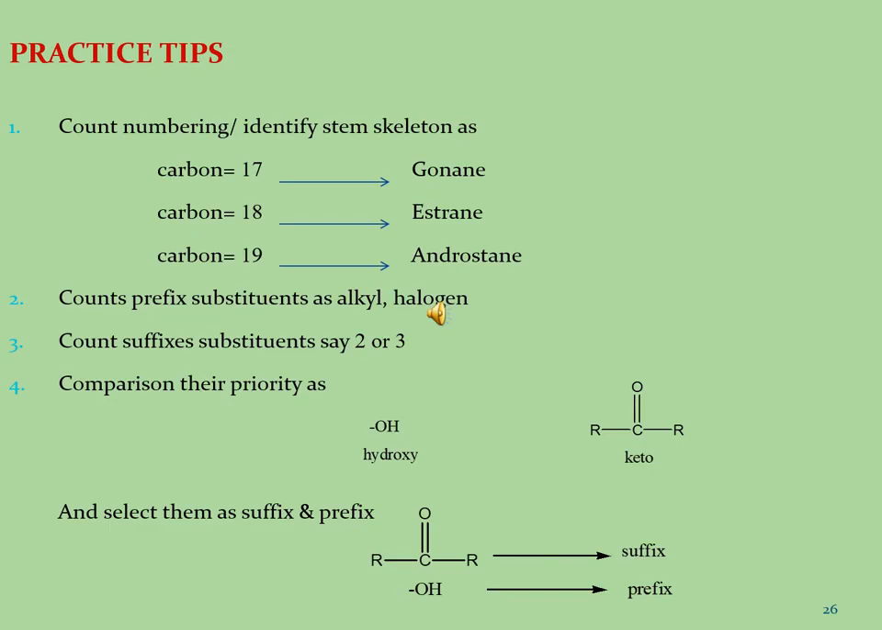Number 2. Count prefixes, substituents as alkyl or halogens. Number 3. Count suffix substituents, say 2 or 3. Number 4. If we have 2 or 3 suffix substituents, then we will compare these suffix substituents. For example, if we have a keto group and a hydroxyl group within the base skeleton of the steroid molecule, we compare them and select which one is the priority order. Here, in these two groups, the keto group has the superior priority, so it will be used as suffix, and the hydroxyl group will be considered as prefix.